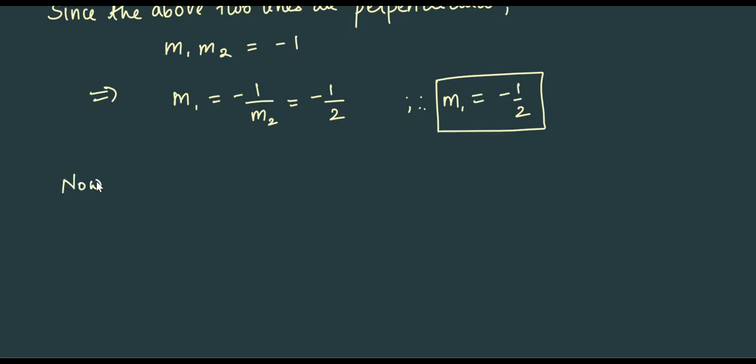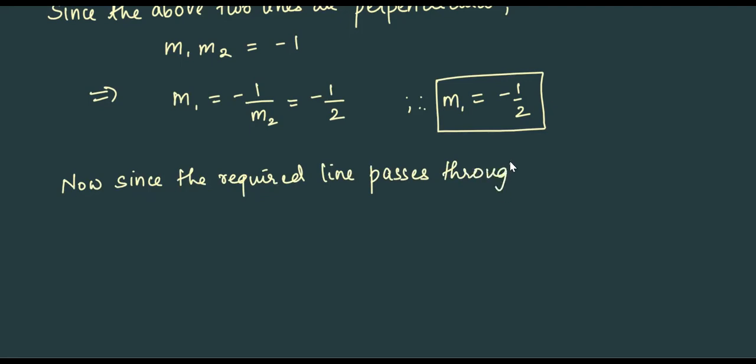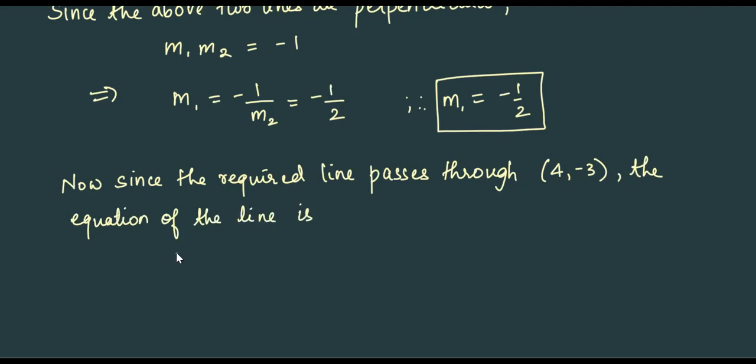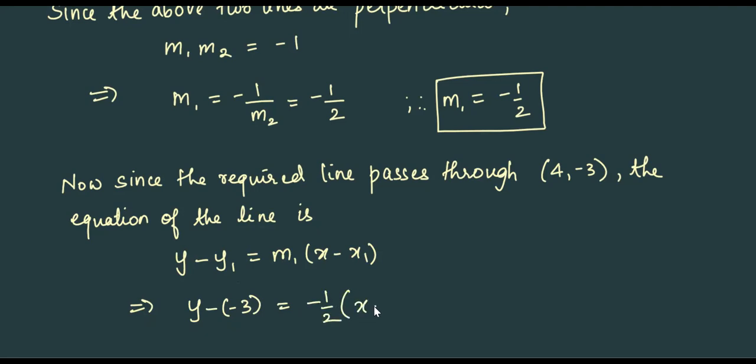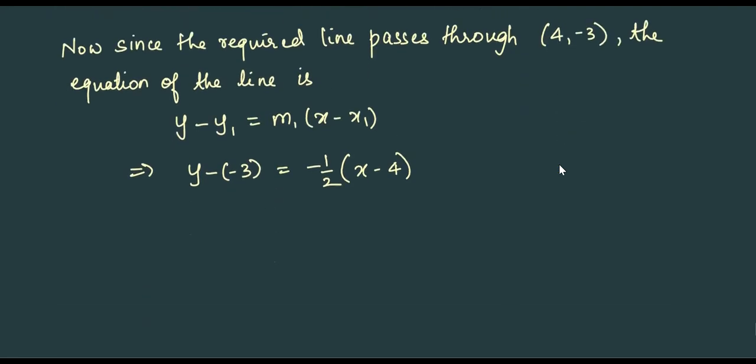All right. Now, since the required line passes through (4, -3), the equation of the line is y minus y1 is equal to m1 into x minus x1. We are using point-slope form. So y minus (-3) is equal to m1, which is -1/2, into x minus 4. It passes through (4, -3) and the slope is -1/2. So we get y plus 3 is -1/2 into (x minus 4).